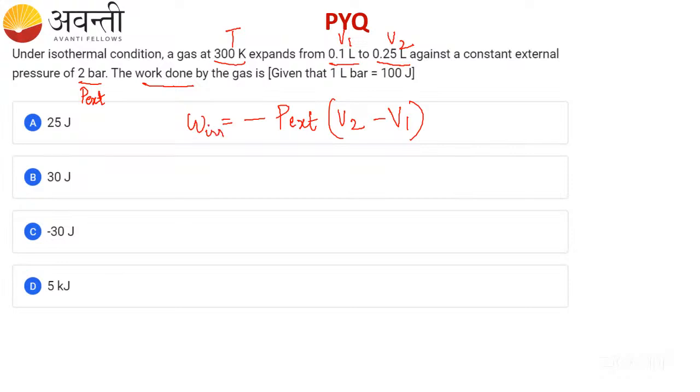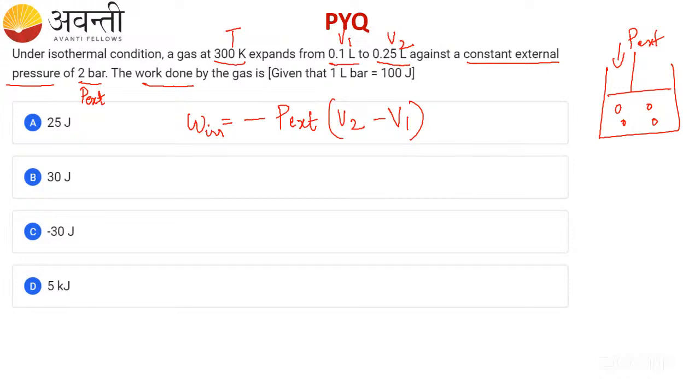How do we know that the process is irreversible? Because it is acting against a constant external pressure. If the external pressure is constant, then the process cannot be reversed back, right? So we have a system and we are applying pressure to the system, and this is the external pressure. And if this pressure is constant, then the work cannot be done by this gas, right? So it cannot be reverted back. So it is irreversible process. So this is the formula to find out the work done for irreversible process.